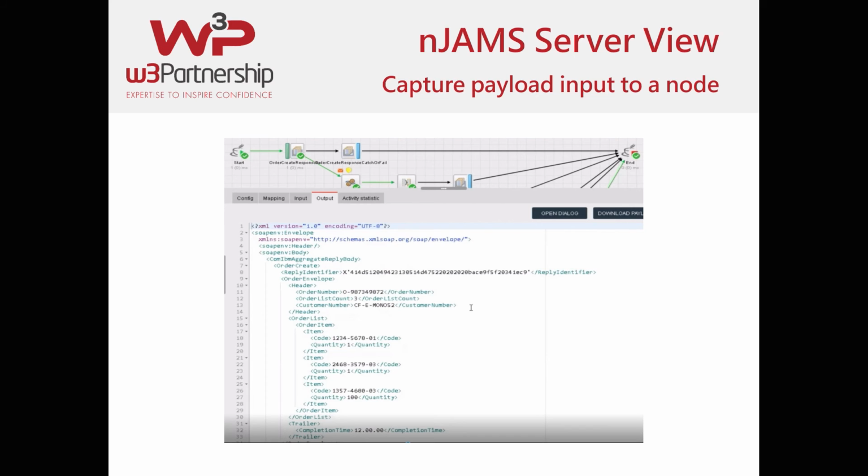After clicking on the Output tab, you can see the message output from a node. In this case, the message has been transformed to a SOAP message, using an XSLT defined to the XSL transform node. This demonstrates the power of nJams to not only report on statistics for the platform and for each message flow, but also details of each message traversing a flow.